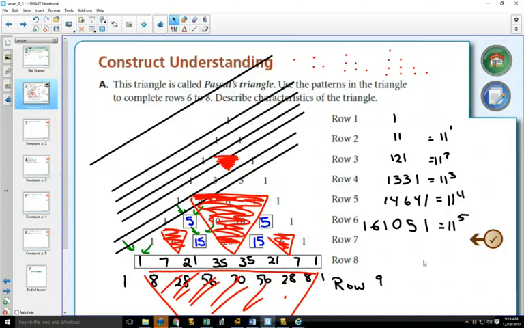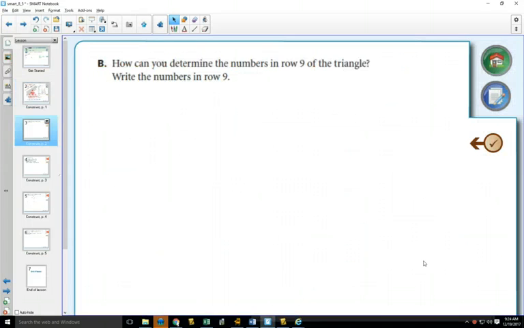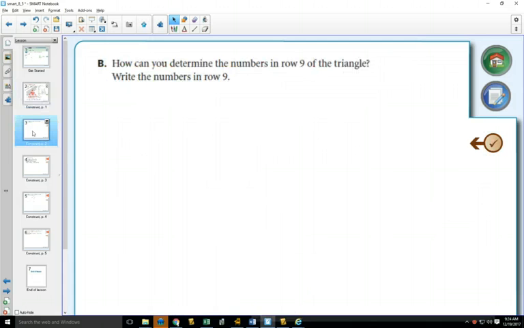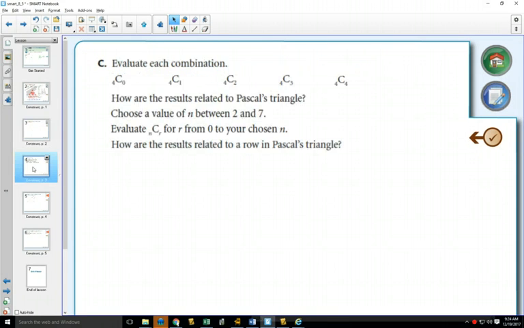I'll quickly show you some. So we've already figured out row 9. But now the question is, why are we doing Pascal's triangle in our permutations and combinations unit? Well, here it says, look at 4 choose 0, 4 choose 1, 4 choose 2, 4 choose 3, 4 choose 4. Figure those out. I'm going to do it for you. Mental math quickly. What do you notice?